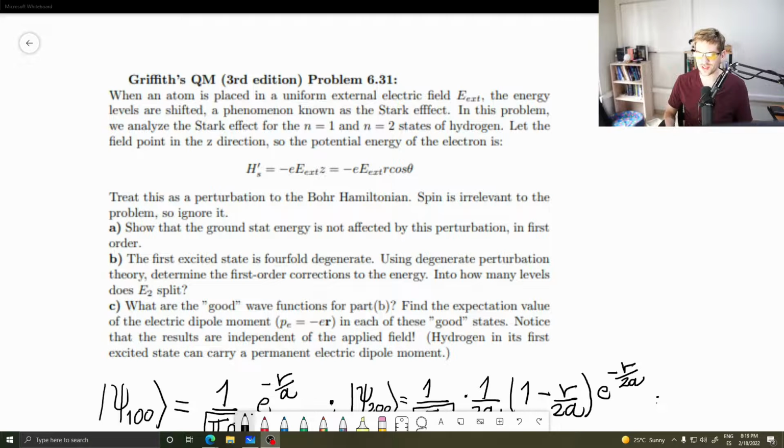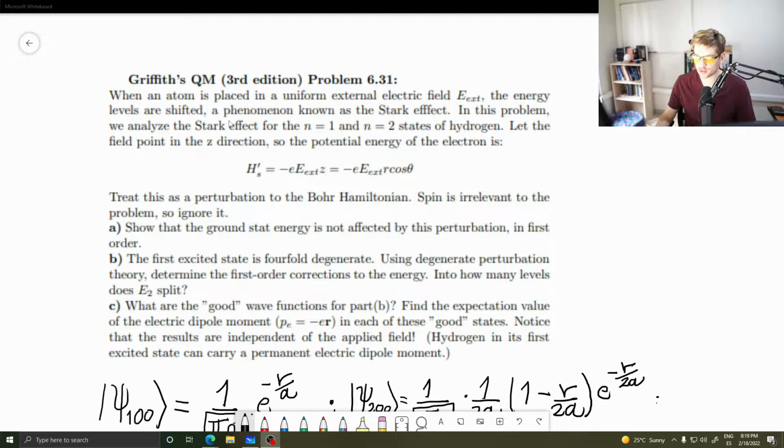Welcome! In this video, I'll show you how to solve problem 6.31 as it appears in the third edition of Griffiths Introduction to Quantum Mechanics. Now, the problem states the following. It says, when an atom is placed in a uniform external electric field, the energy levels are shifted, a phenomenon known as the Stark effect.